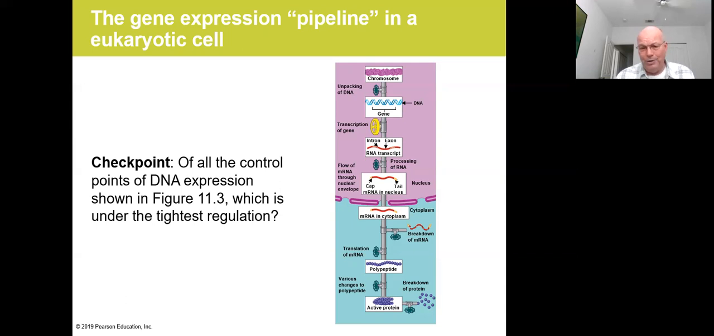So we've got another checkpoint question here, and I specifically didn't take this one out because I want us to take a look at this for a moment. So of all of the control points along here in this flow diagram, which is the one that you would consider to be under the tightest regulation?